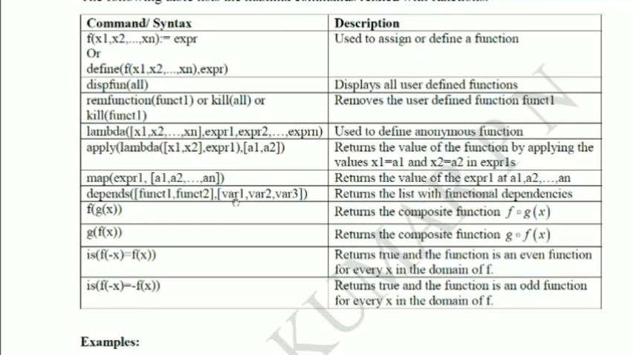Now, how can we map a value to an expression? We use the command map. Map a function or expression, say expression 1. We want to find the value of this expression at a1, a2, etc. up to an. So your expression 1 will be assigned at a1, a2, etc. up to an, and the same values are returned.